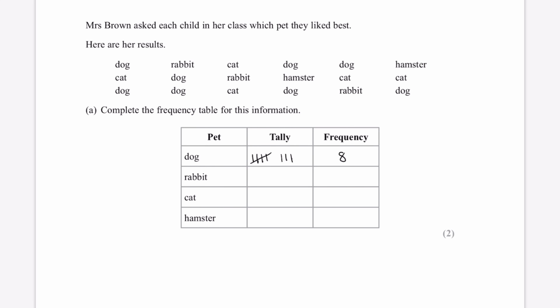If we tally up the number of children who like rabbits best, we'll get a frequency of 3. If we tally up the number of children who like cats the best, we'll get 5. And then if we tally up the number of children in her class which like hamsters the best, we'll get 2. So this is our complete frequency table. And this question's worth 2 marks, and we'll get both of these 2 marks for correctly filling in the frequency column.